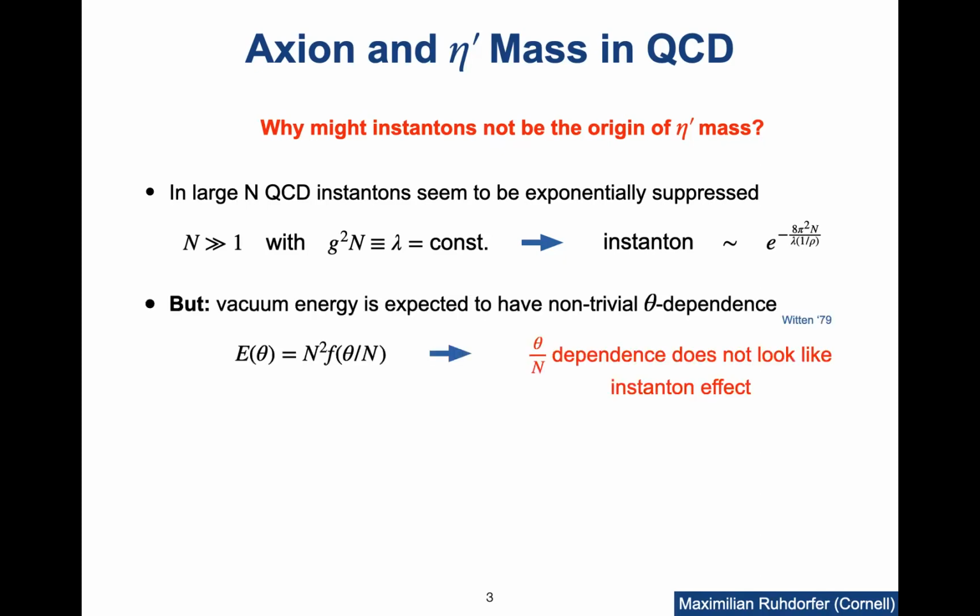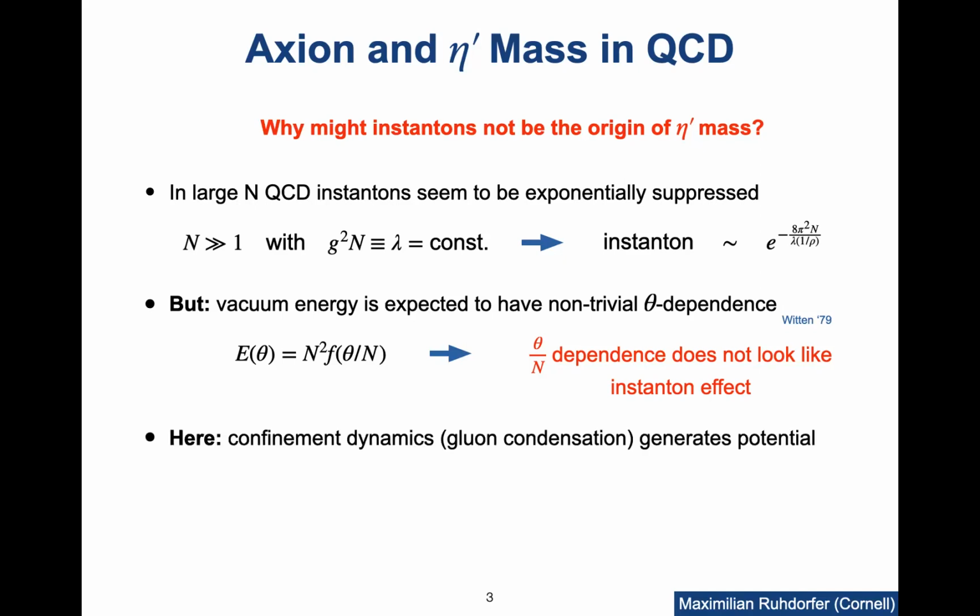But at the same time, already Witten recognized that the vacuum energy still has a non-trivial dependence on the theta parameter. This non-trivial dependence, he said, would be a function of theta over N. Already here you see that it cannot be an instanton effect, because an instanton would not give you a theta over N dependence. It would give you something that is 2 pi periodic in theta. So in large N, it would be confinement dynamics, gluon condensation, and so on, which would generate the potential for the eta prime. Now the question is, what happens at finite N, the finite number of colors and finite number of flavors which we have in QCD?